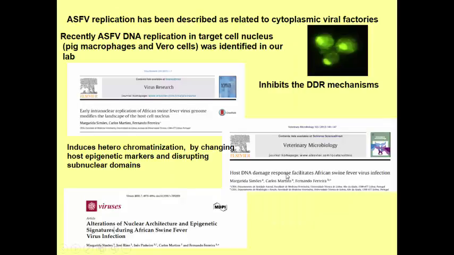But recently in my lab, my colleague Margarida has shown that the virus DNA replicates in the nucleus of target cells, both macrophages and Vero cells, and not only replicates but inhibits the DNA damage response mechanisms, and induces heterochromatinization by changing host epigenetic markers and disrupting subnuclear domains. So, in fact, previously to the formation of the new particles in the cytoplasm, the DNA of the virus does a lot of things in the nucleus of the cell, which has a lot of impact on cellular defense mechanisms.